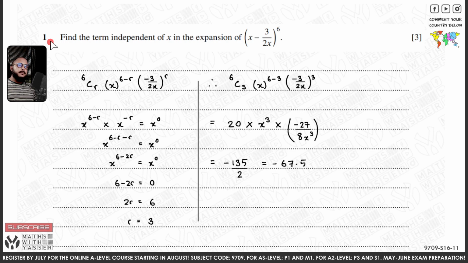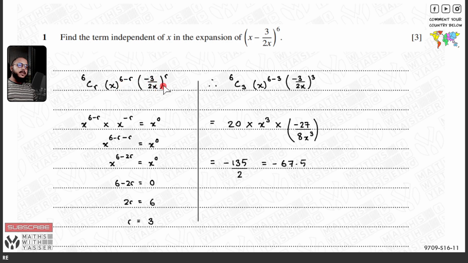Question number 1, find the term independent of x in the expansion of (x − 3/(2x))^6. Independent of x means without x, so we can consider it as x to the power 0. For that, first we need to write 6Cr, then x to the power 6 − r, times (−3/(2x)) to the power r.